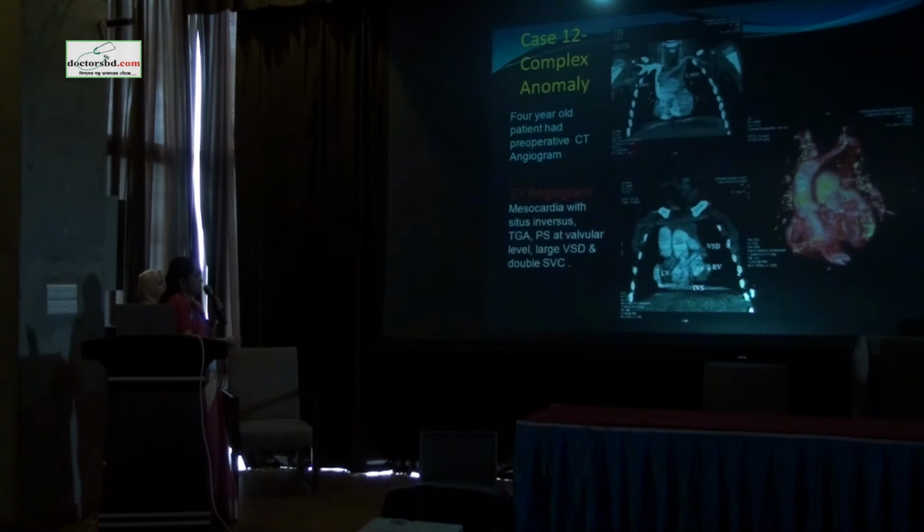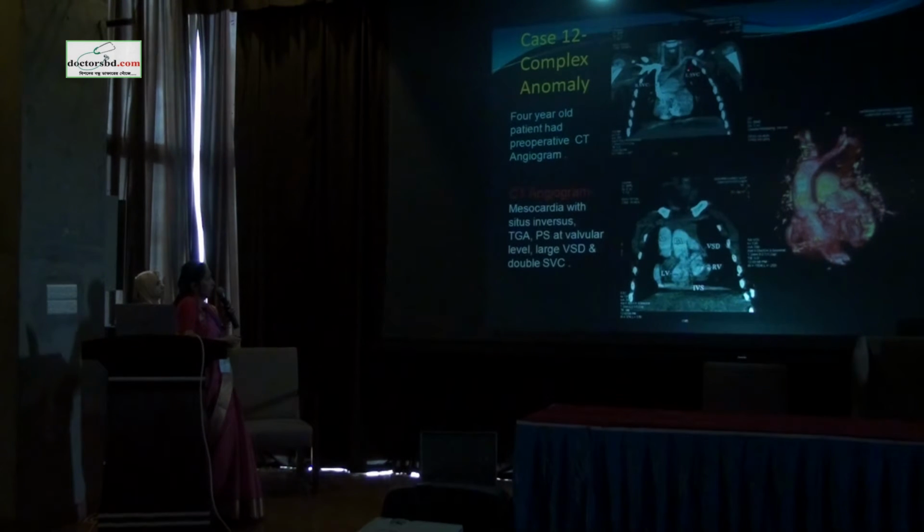These are multiple images of the same patient. This is a coronal view, and very clearly there is a right superior vena cava and a left superior vena cava. In this slightly oblique view, we see there is a large VSD between the LV and RV, and this is the part of the interventricular septum. And in these 3D images, we see the aorta lies anteriorly and slightly to the right, and arises from the RV, and the pulmonary artery lies posteriorly and to the left, and arises from the LV. This is TGA.